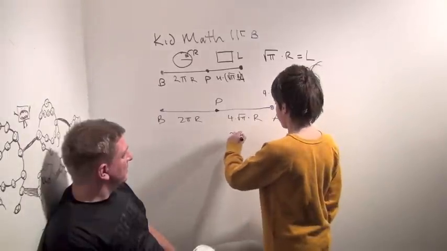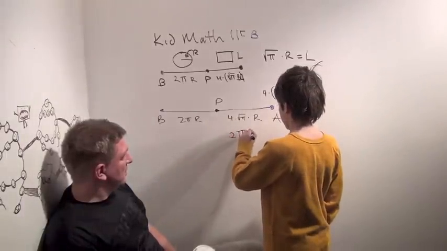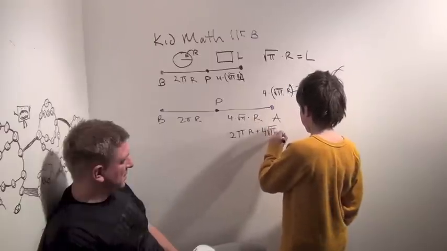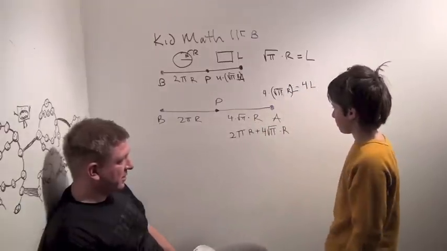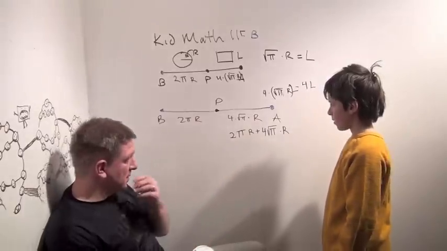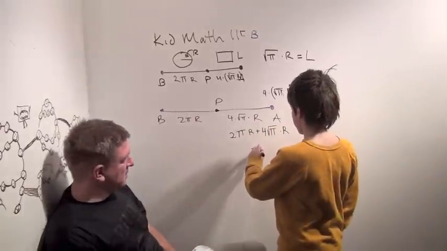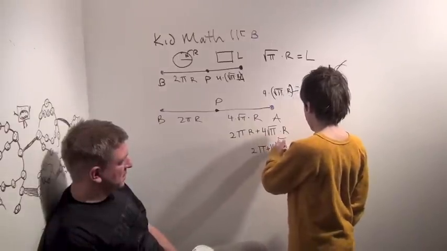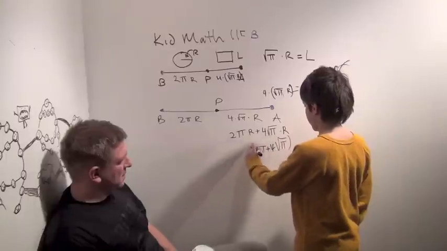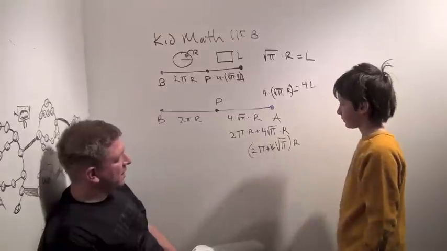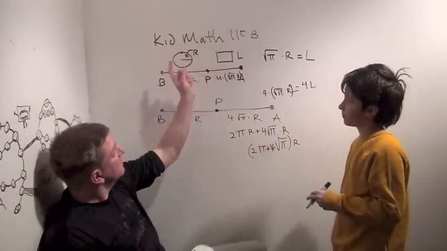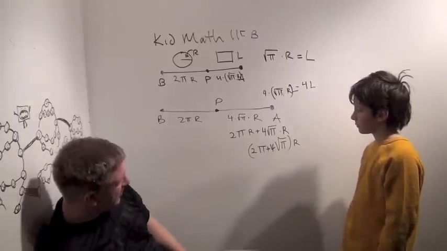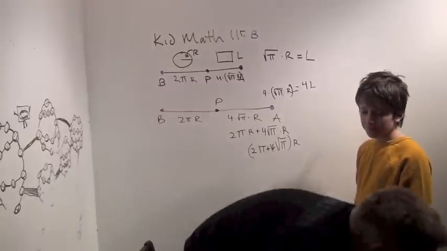Well, it's 2 pi r plus 4 square root of pi times r. Very good. Can you simplify that at all? Well, it's 2 pi plus 4 times the square root of pi, the whole thing times r. Very good. I am going to put the video on pause for just another second, because I think at this point we probably could use a calculator. Yeah. And let me just go get one.